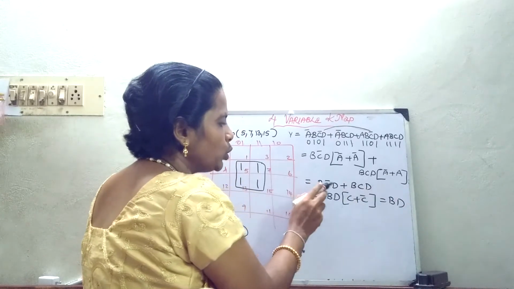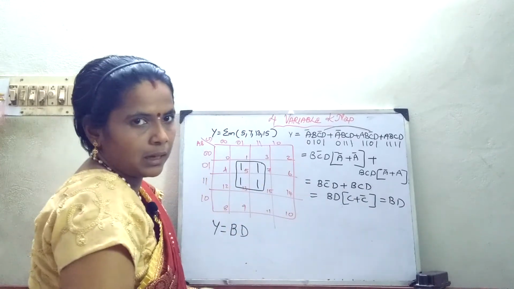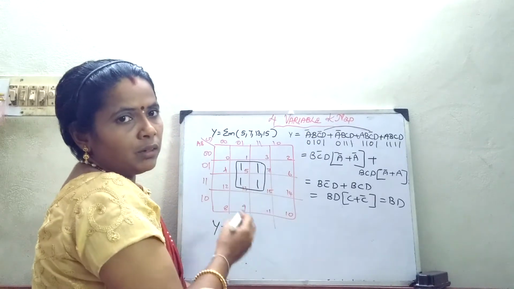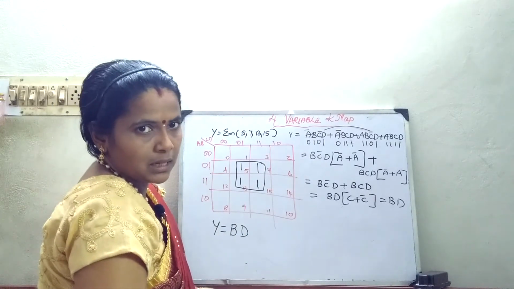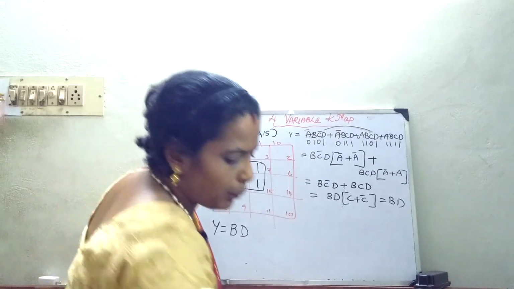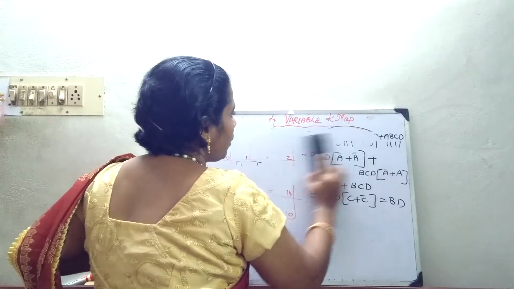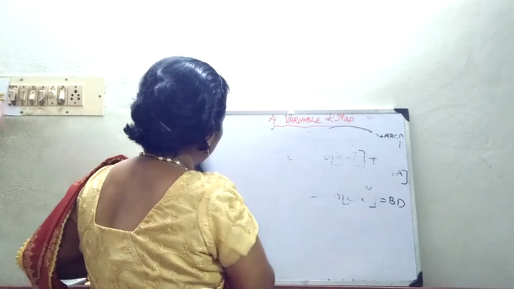So you have to do 3 steps to arrive at the answer, whereas when you apply the K-map, in a single expression within a few seconds you will get the answer. So that is the advantage of the K-map over the Boolean expression. Now we will see some more expressions also.